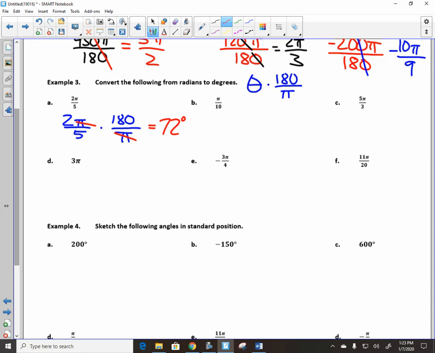Let's look at one where you don't have to use your calculator. You have pi over 10, and you're going to multiply by 180, and you divide by pi. What happens to the pi's? They're gone, and I'm left with 180 over 10, which is? So pi over 10 is the same as 18 degrees.